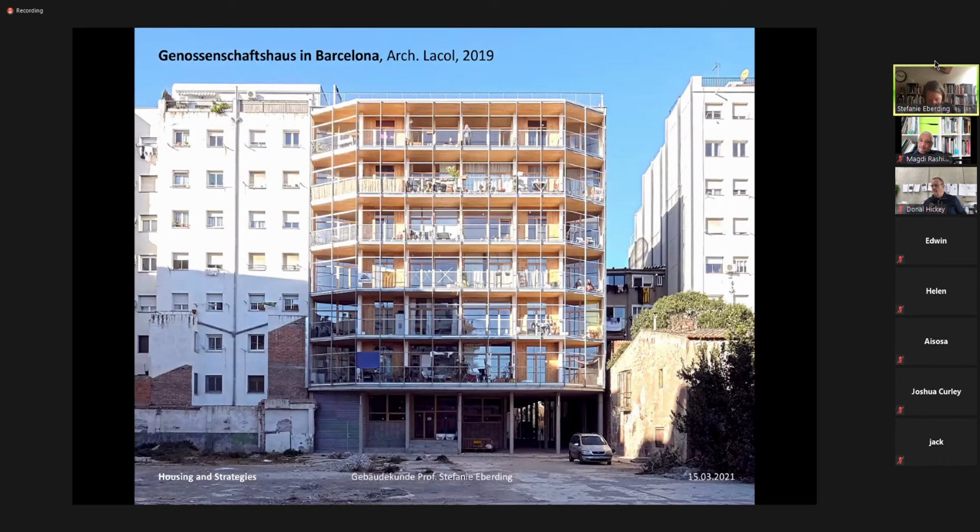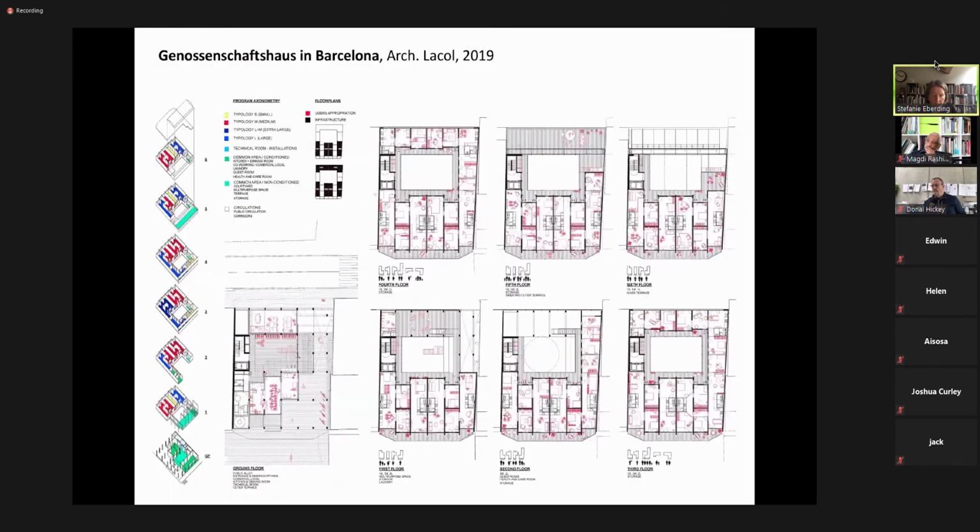Another really interesting apartment building is the Genossenschaftshaus in Barcelona. It's a building cooperative. It's low-budget housing on the outskirts of Barcelona, and it's a hybrid construction. The main structure is concrete, but all the facades and the interior walls are made of wood.